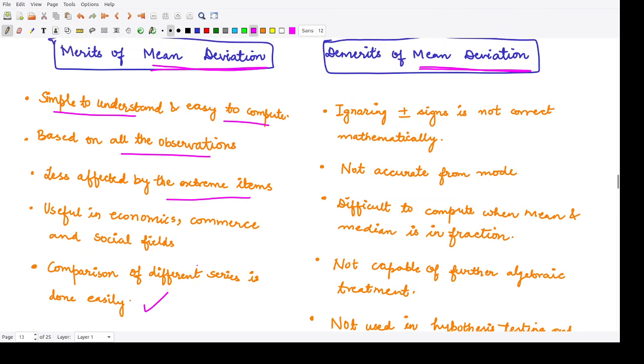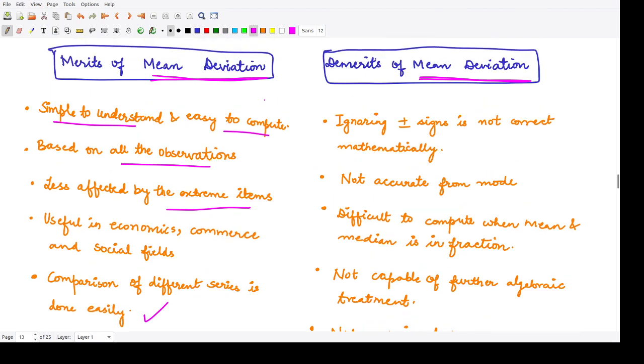But here the major limitation is that the signs of the deviations are ignored. This is not mathematically correct, because by plus deviation, suppose this is your mean or median, that means your data value would lie somewhere here after the mean. And by minus value, your data value would lie somewhere here. This is not correct mathematically, because that would change the position of that particular data point. Then it is not that accurate when you calculate it from mode. That is why we have not studied mean deviation about mode.